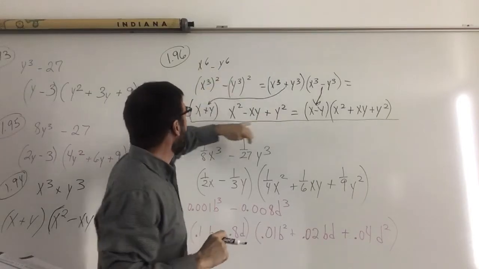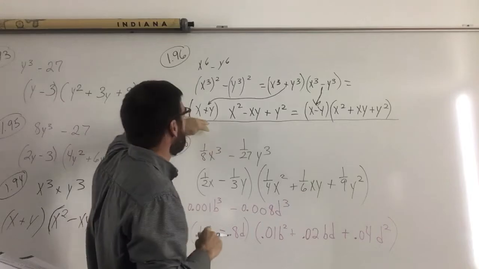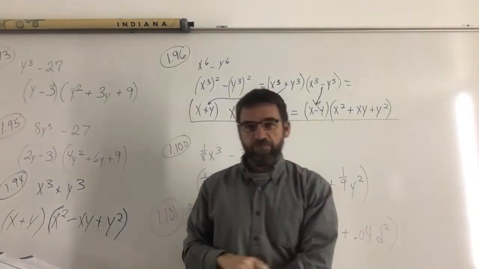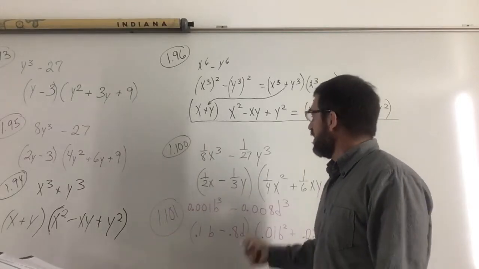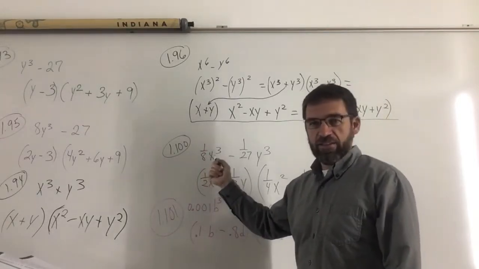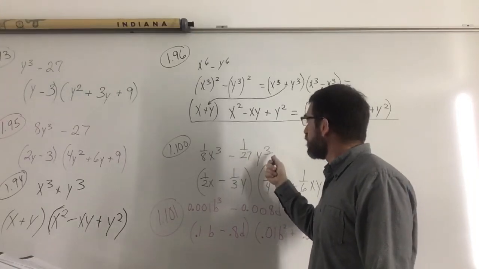x to the 6th power negative y to the 6th power factored out is this bottom number right here. Let's do the next one. It's 1/8 x to the 3rd power, negative 27 y to the 3rd power.